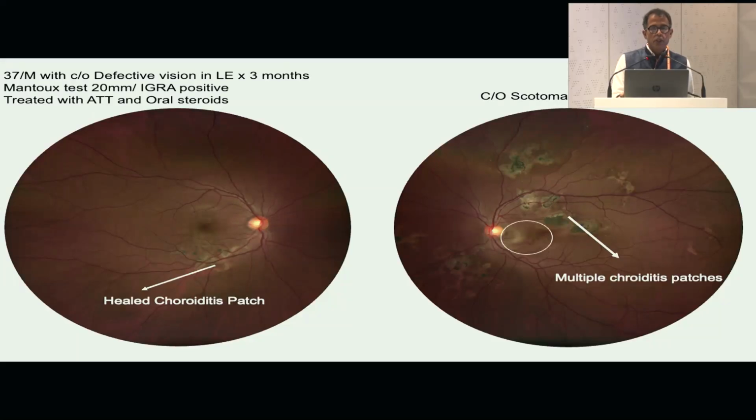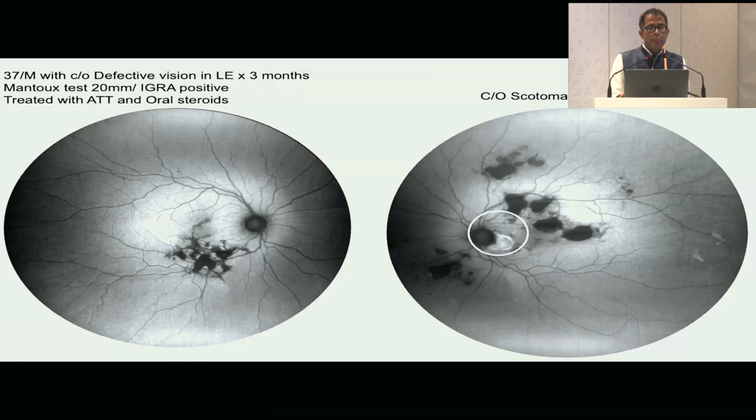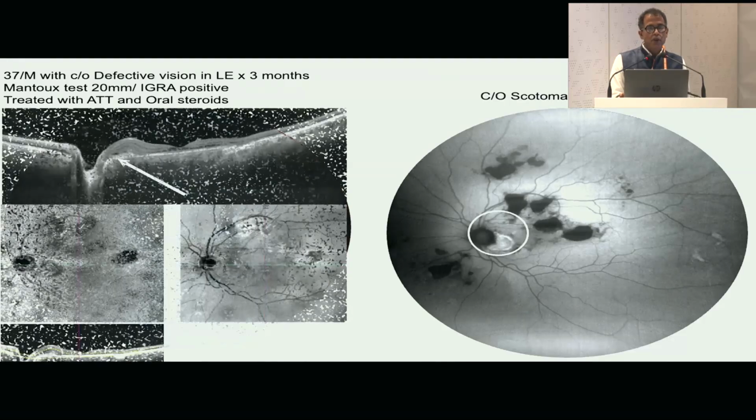This is a patient who presented with multiple healed choroiditis patches, tuberculous choroiditis, treated with ATT and oral steroid, and you can clearly make out that there is a CNVM, which was picked up on further imaging.